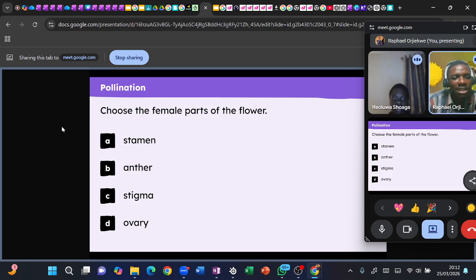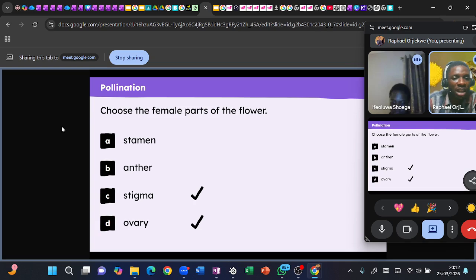So the first answer would be the stigma. Remember, I'm talking about the female part of the flower, and the second one will be the ovary. The anther is part of the stamen. The anther and the filament make up the stamen. The stamen is the male part of the flower, while the stigma and the ovary plus the style all make up the female part of the flower.